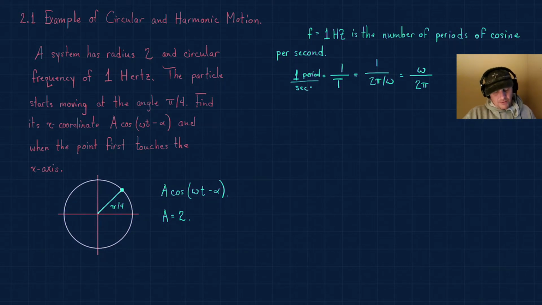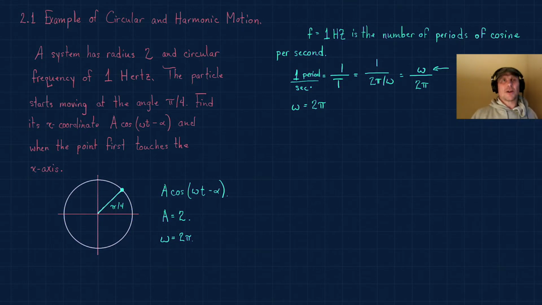Now, if I want to figure out what the circular frequency, or the harmonic frequency, omega, is, well, I just multiply by 2 pi. And so I could say then omega is 2 times pi. Okay, so now we can build up our next piece. We have omega equals 2 pi.